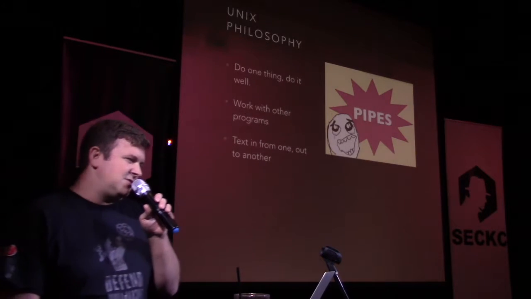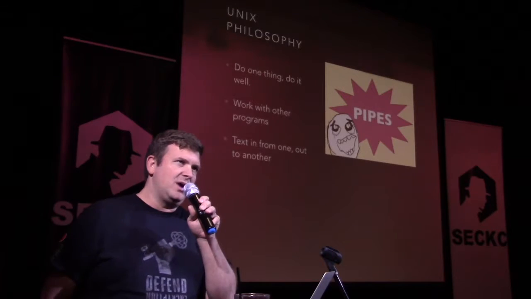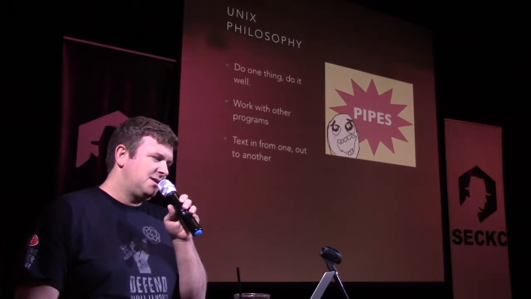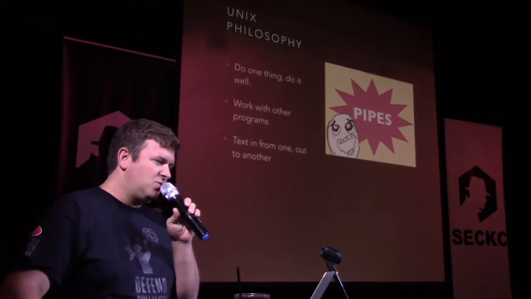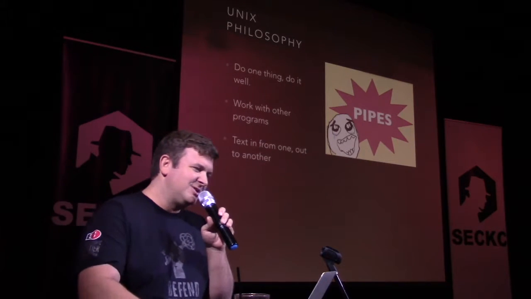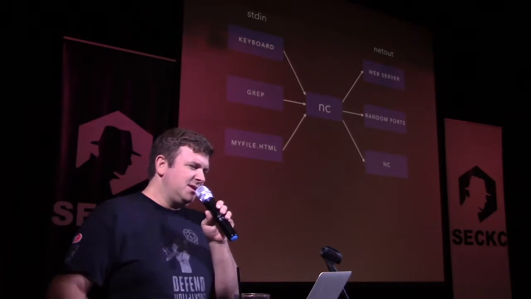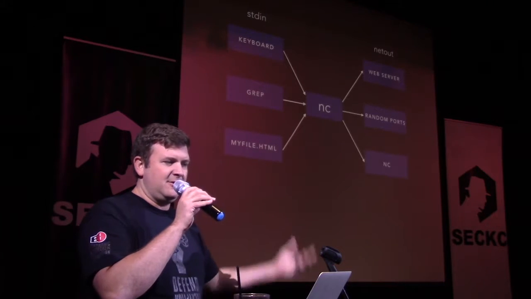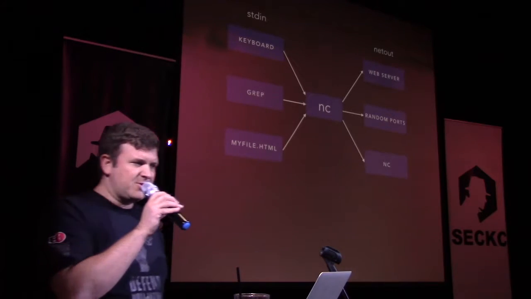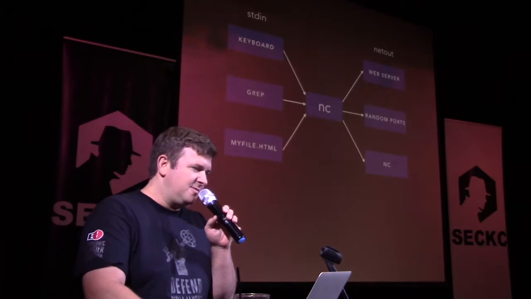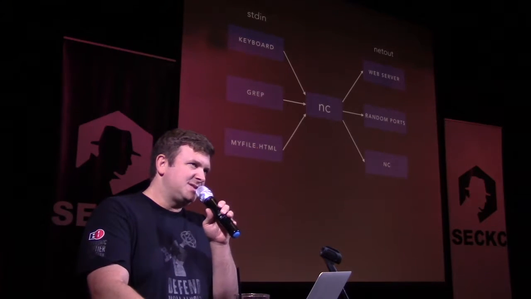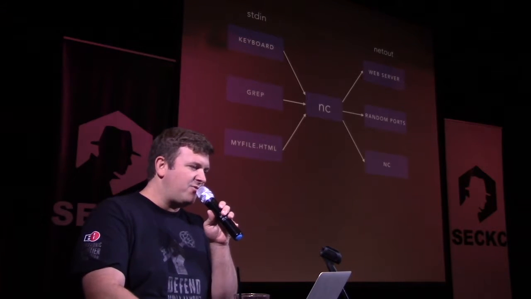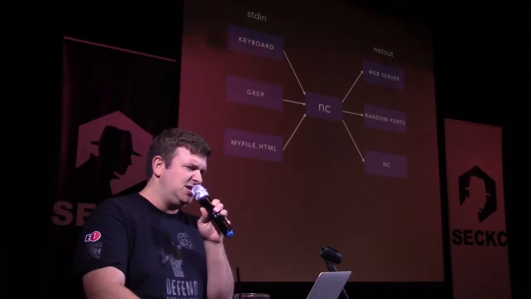Netcat was built under the Unix philosophy: do one thing, do it well, work with other programs with pipes, and text in from one and out to another. So basically, it's like a Lego. You can use Netcat, which is nc as a command. You can take anything from standard in, whether it be something you type, or output from another process, and then it goes out to the net. You can specify a port on a different machine running a service, or it could be random ports if you want to test stuff, or it could be to another Netcat instance on a different machine.